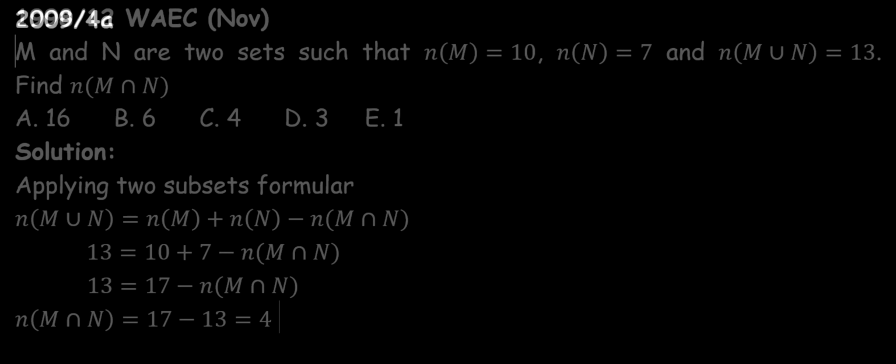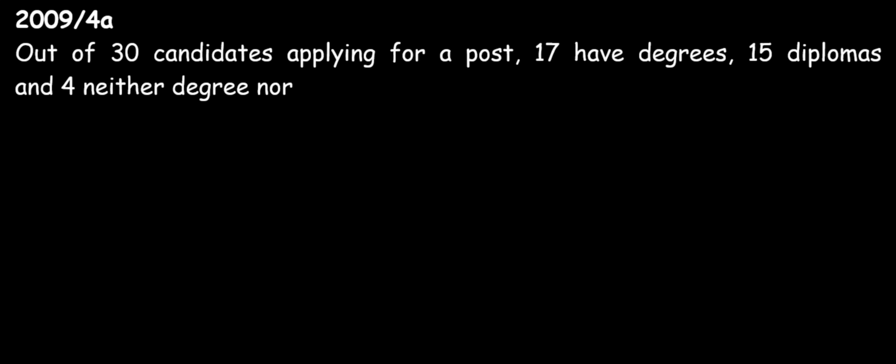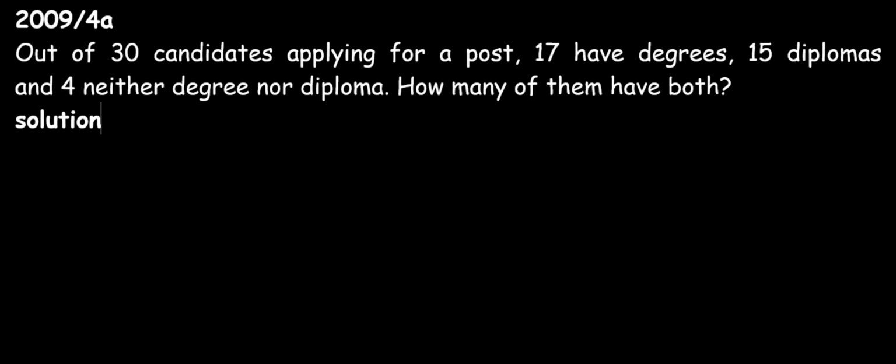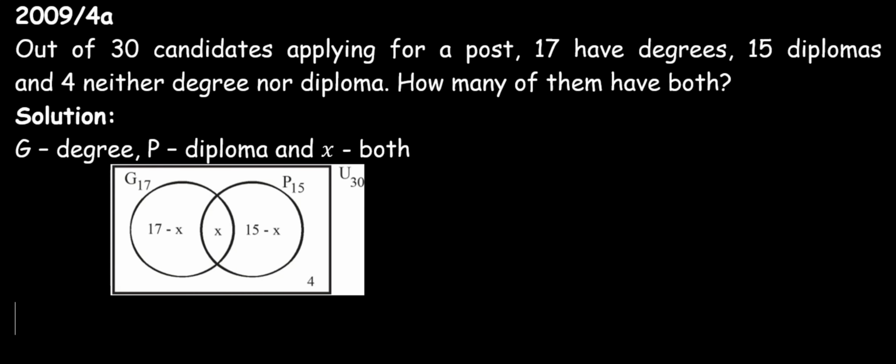Another example. Out of 30 candidates applying for a post, 17 have degrees, 15 have diplomas, and 4 have neither degrees nor diplomas. How many of them have both? Solution. Let G represent degree, P represent diploma, and X represent both. Next, we represent the given values by the Venn diagram below.